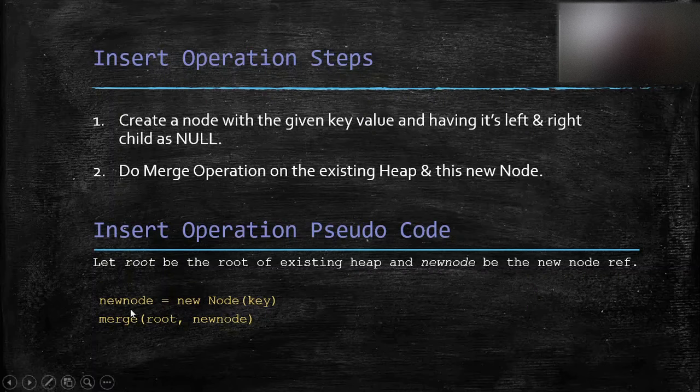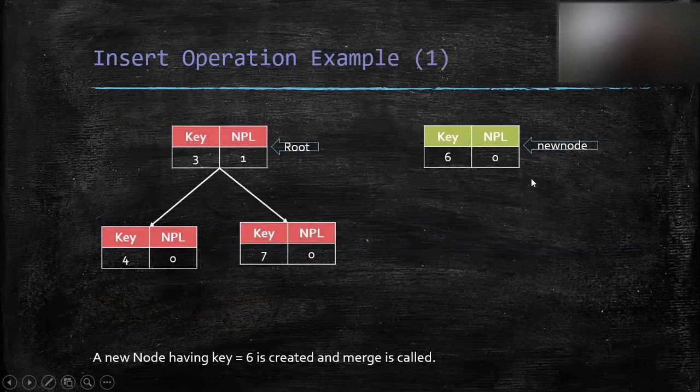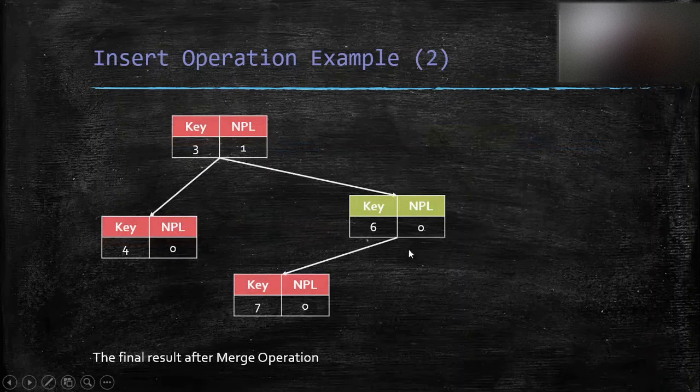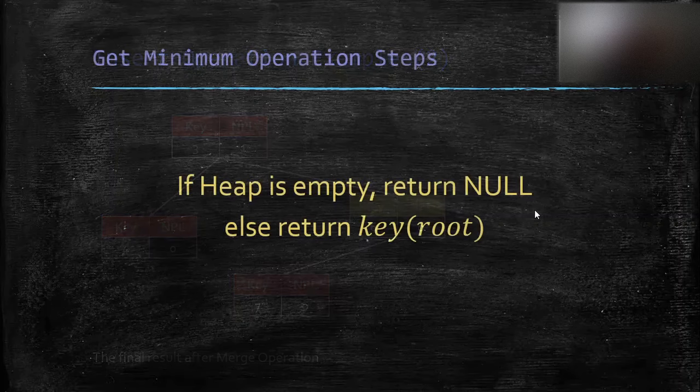Its pseudocode is also very simple. There's a new node, and a merge operation on the root of the existing heap and the new node that we created. We assume that this is the already existing heap, and this is a new node which we want to insert. So after insertion, this will be the structure of the leftist heap.